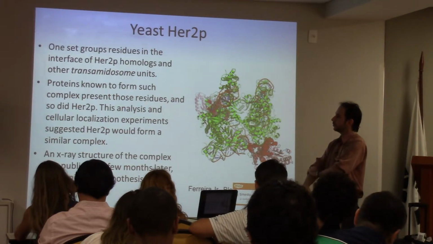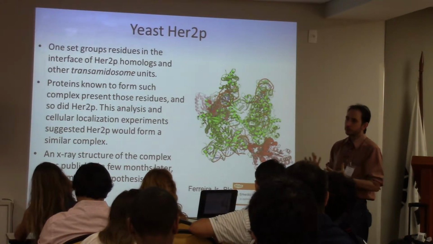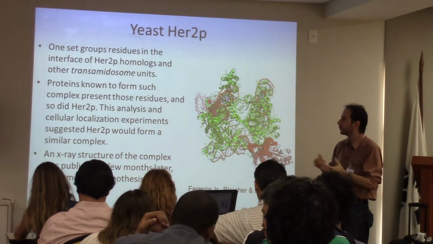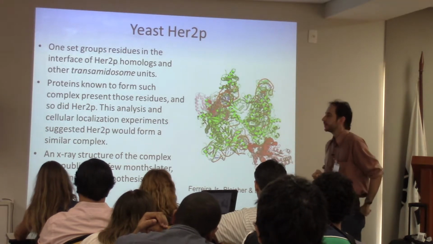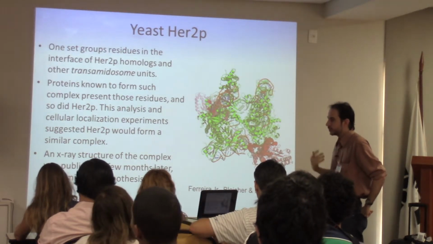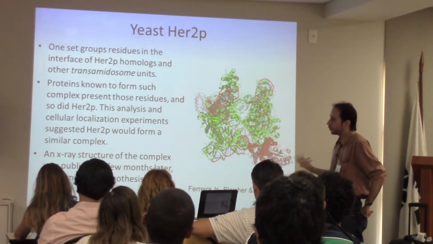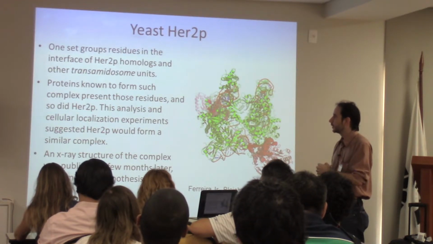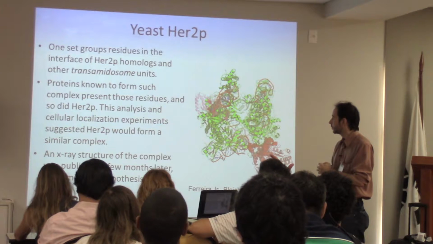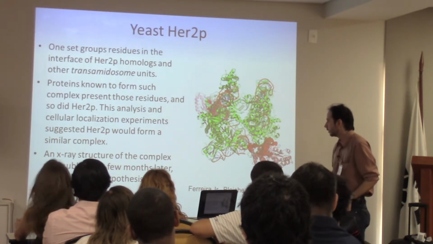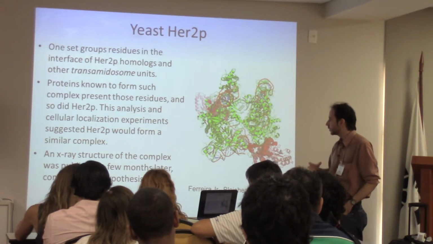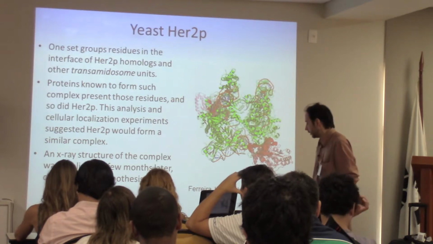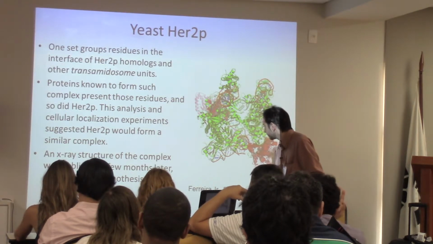And also, the proteins which did have these residues were those that were described as part of the transamidosome, and so did the protein that we were studying. So we used this as a case to propose that the protein from yeast would form such a complex. They did some cellular localization experiments, and that's what we proposed in the article. We were quite lucky because just a couple of months later a structure of this protein was published which confirmed that it was indeed part of a transamidosome in yeast.